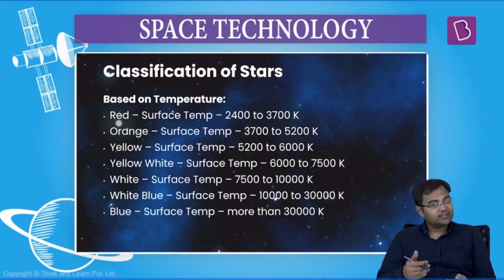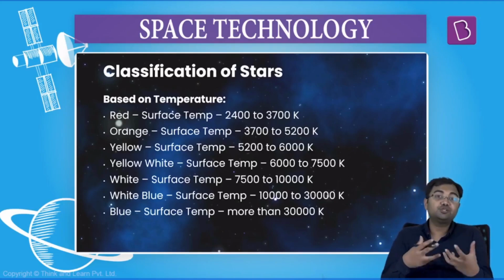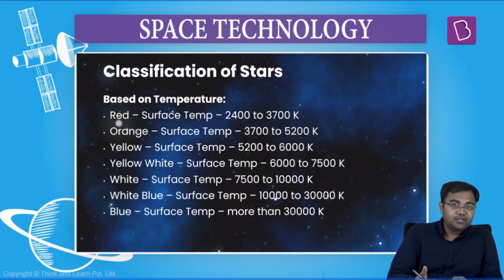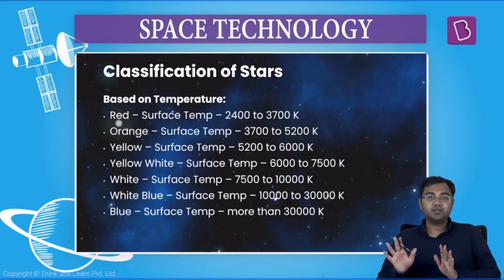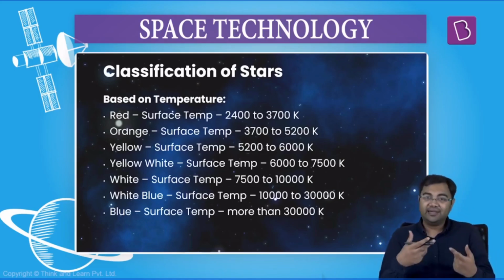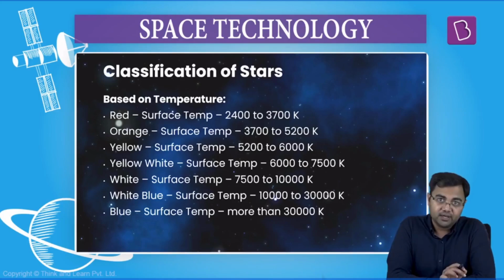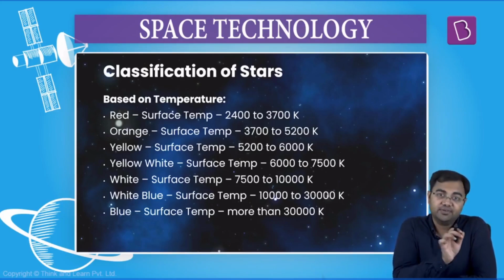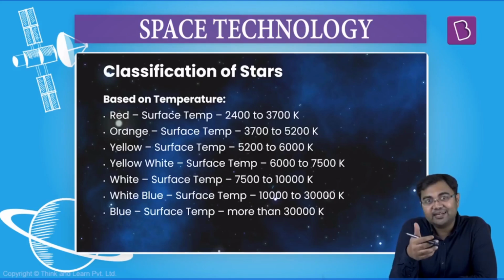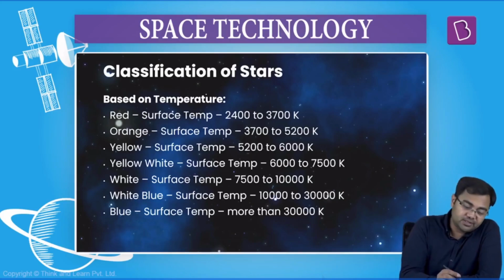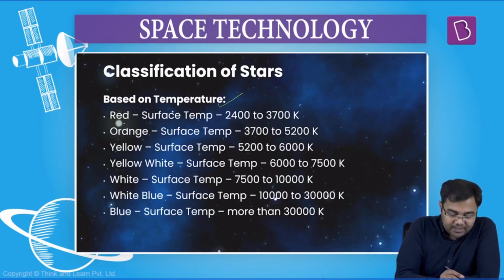LPG gas cylinders have blue flames. Any heat source that is blue or white in color would always have a higher temperature. If it is yellowish in color, moderate temperature. If it is reddish in color, lower temperature. All right. So something that you observe in your daily life can also be extended to the stars. Stars which are blue in color have the highest surface temperature. Stars which are red in color have the lowest surface temperature. So on that basis, the classification can be done.